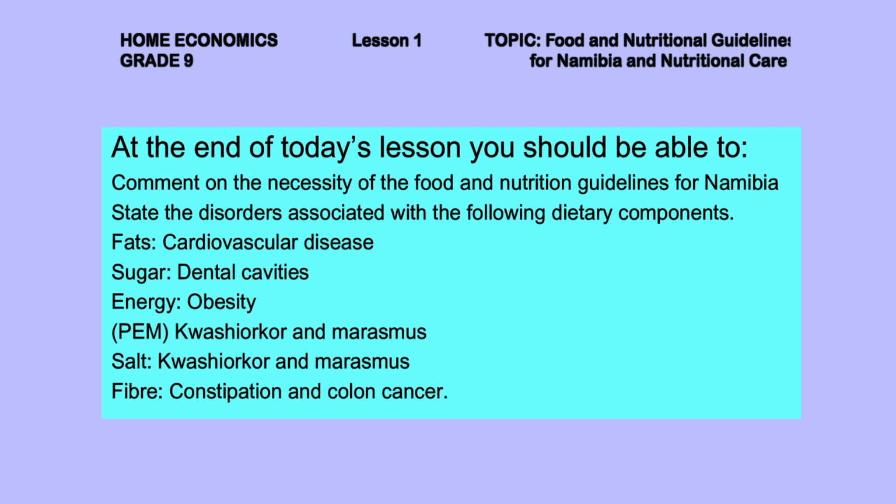At the end of today's lesson, you should be able to comment on the necessity of the food and nutrition guidelines for Namibia, and state the disorders associated with the following dietary components: fats, cardiovascular disease; sugar, dental cavities; energy, obesity, PEM; salt; kwashiorkor and marasmus; fiber, constipation and colon cancer.